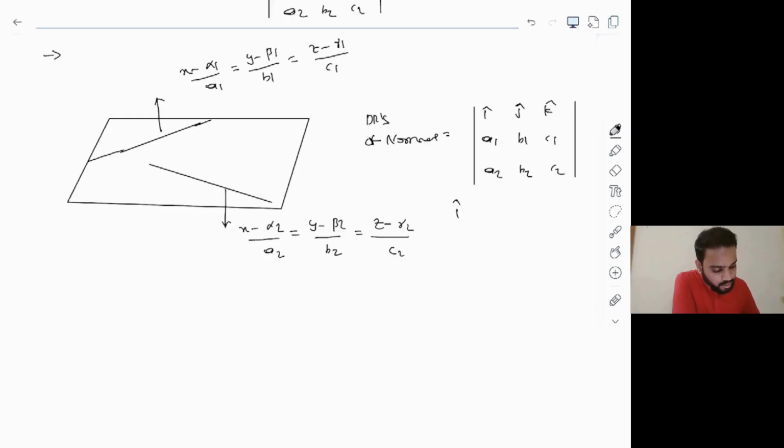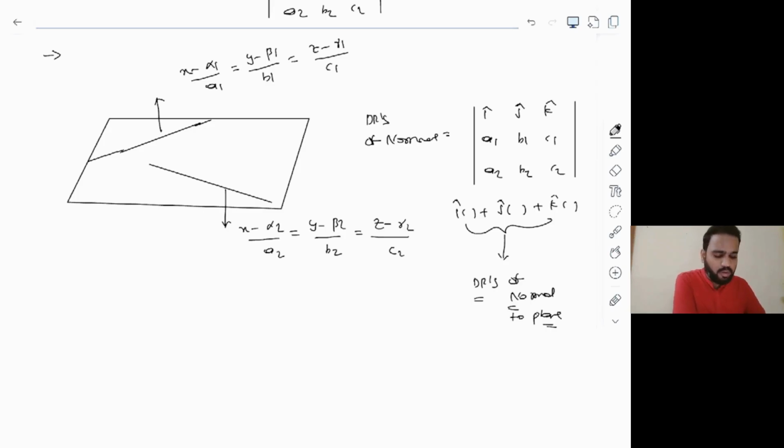Now, if you expand this, you're going to get something like this: i cap into something, j cap into something, k cap into something, right? So the coefficients of i, j, k are going to be the DRs of the normal to the plane. Okay, and next thing is what? To find the equation of any plane, what do we need? We need the DRs of the normal, which we have found just by using the cross product concept here. And we need a point on the plane, because we can use the first form of the plane, that is a(x - x1) + b(y - y1) + c(z - z1) = 0.